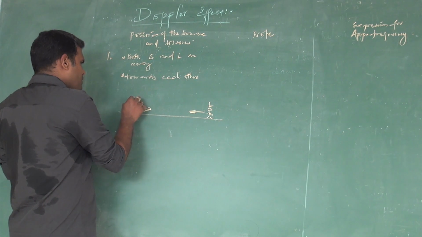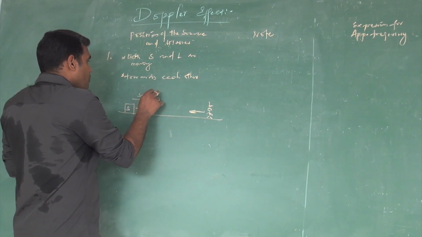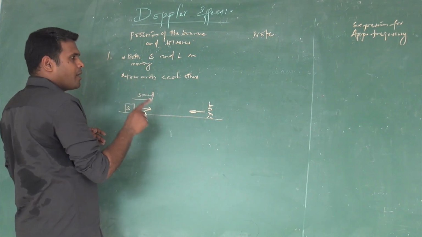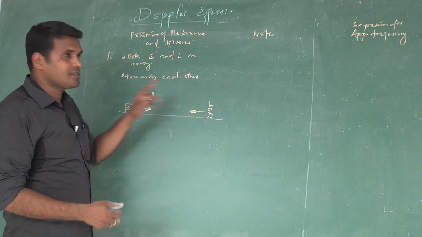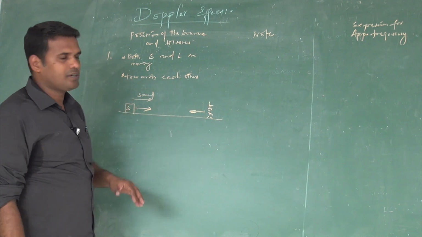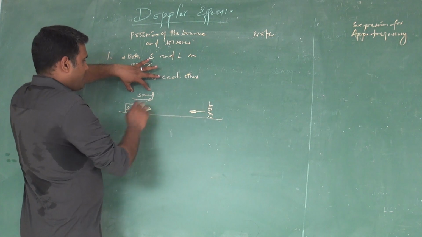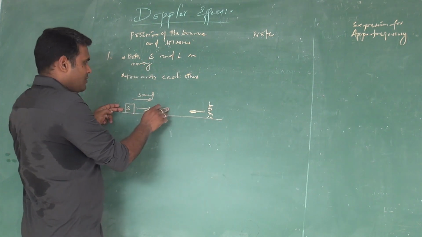As the source produces sound waves, sound wave is propagating towards the listener, because we have to consider the direction of propagation of sound towards the listener, because who is listening the sound? The listener is listening the sound. So sound must move towards the listener. That is very important. So sound waves are propagating. Source is moving along the same direction as that of sound.